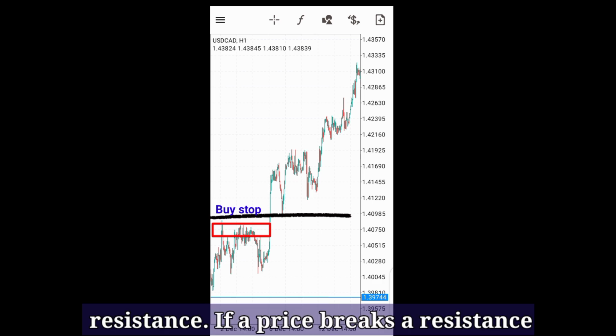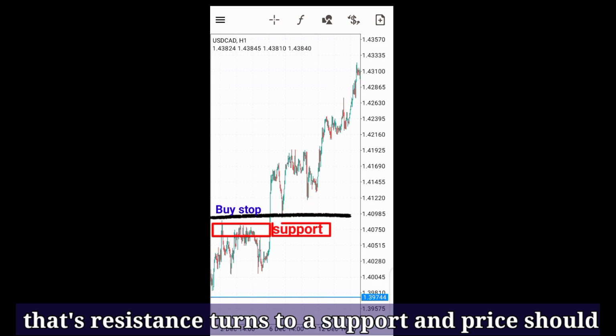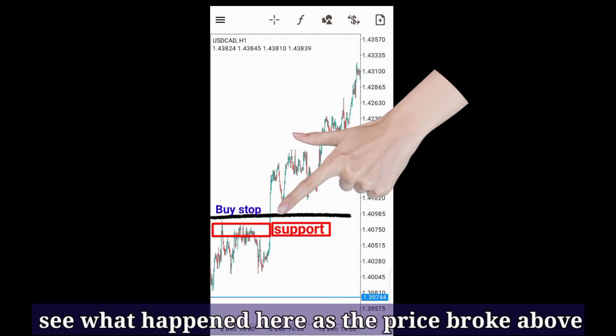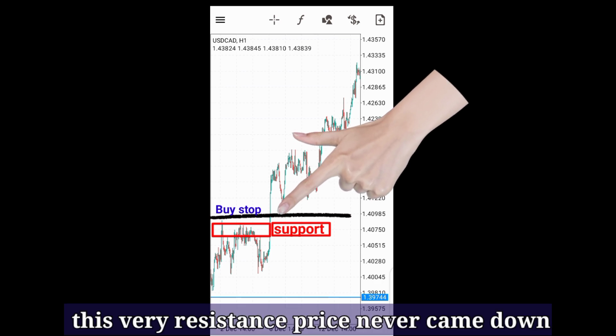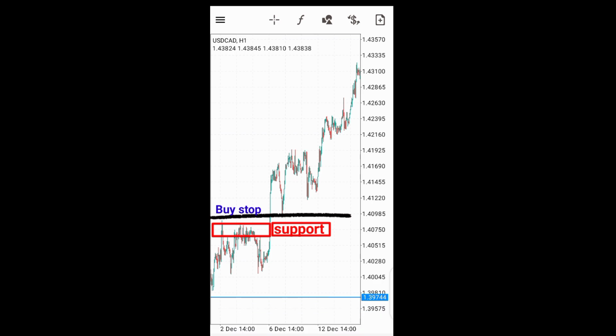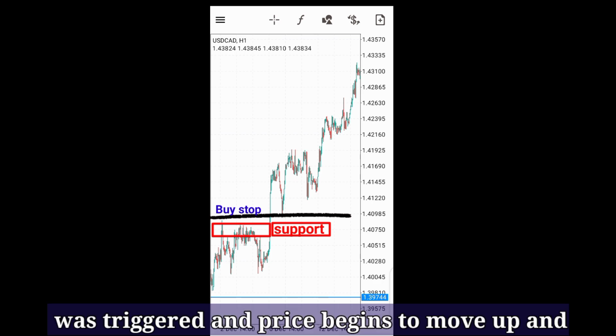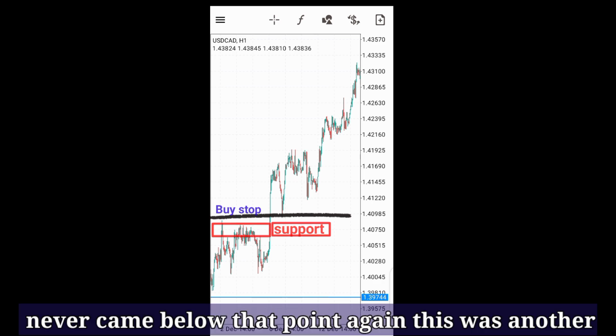If a price breaks a resistance, that resistance turns to a support, and price should not easily or readily go below it. And you can see what happened here. As the price broke above this very resistance, price never came down below it. So any buy order that is right at that point was triggered, and price begins to move up and never came below that point again.